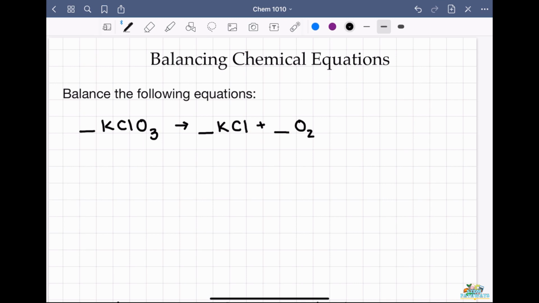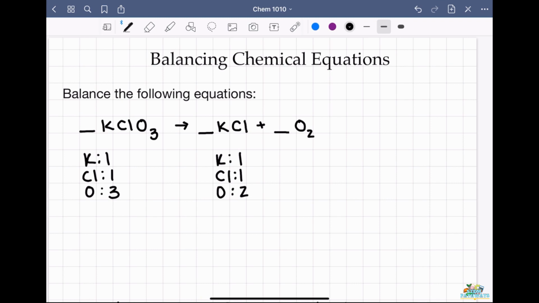So here we have potassium with 1, chlorine with 1, oxygen with 3, and then for the product side, potassium with 1, chlorine with 1, and oxygen with 2. So now we can visually see which elements are equal to each other already and which aren't. In this case, the oxygen is not equal, so our main focus will be balancing the oxygen first. I like to find the lowest number they can both equal when being multiplied.